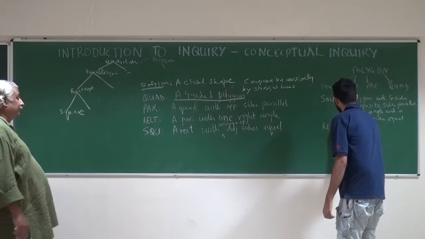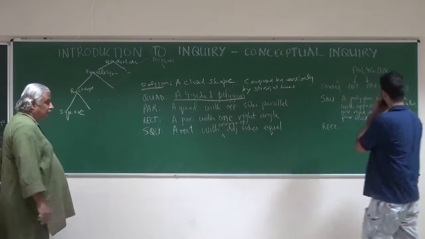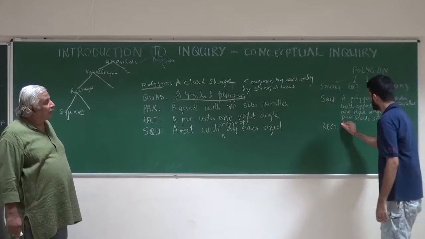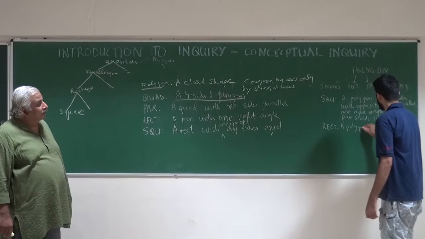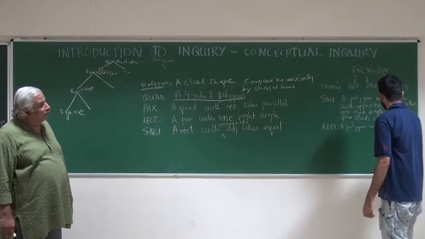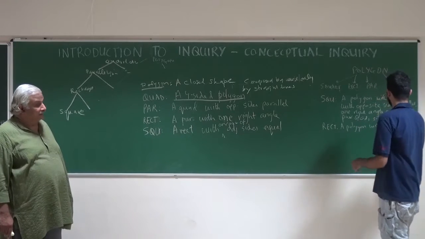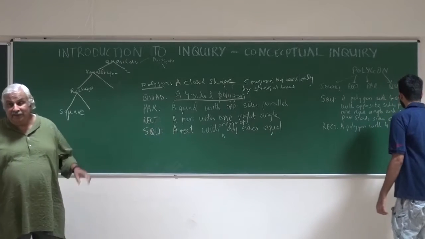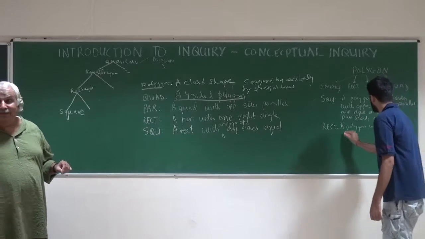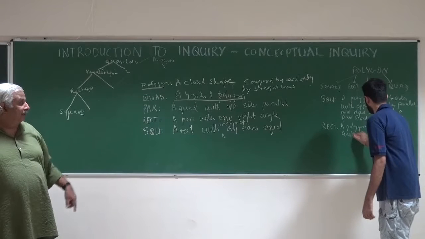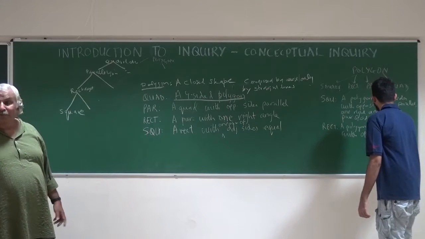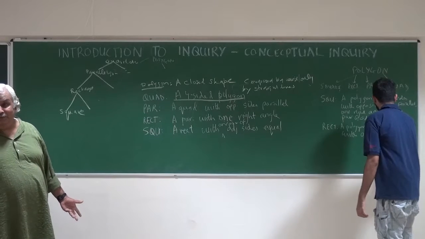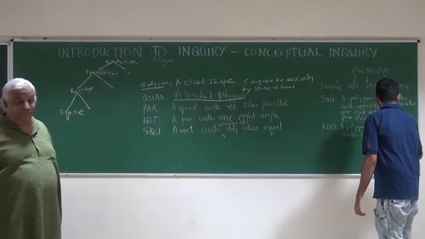What's a rectangle? A polygon with four sides, with opposite sides equal and one right angle. But you should also have adjacent sides not equal. Because if the adjacent sides are equal, then it will be a square, and we don't want that to be a rectangle. Sorry, we don't want a square to be a rectangle.